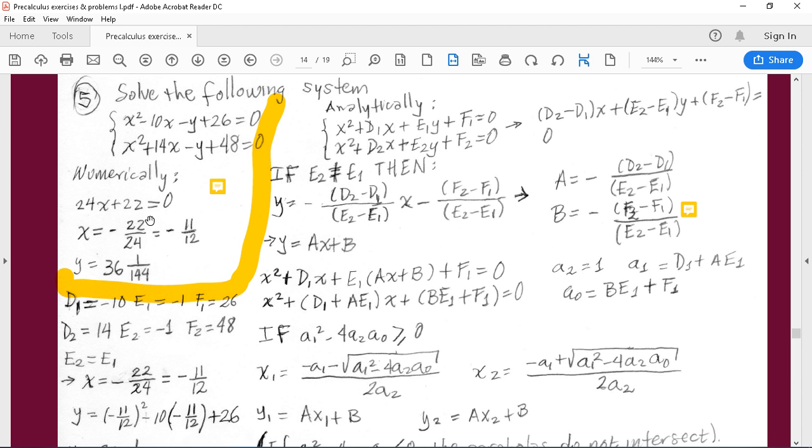Subtracting the first equation from the second, we are left with 24x plus 22 equals 0. We have 48 minus 26 equals 22. That means that sending the 22 to the other side and dividing by 24 leaves us with x equals minus 22 over 24, which equals minus 11 over 12.